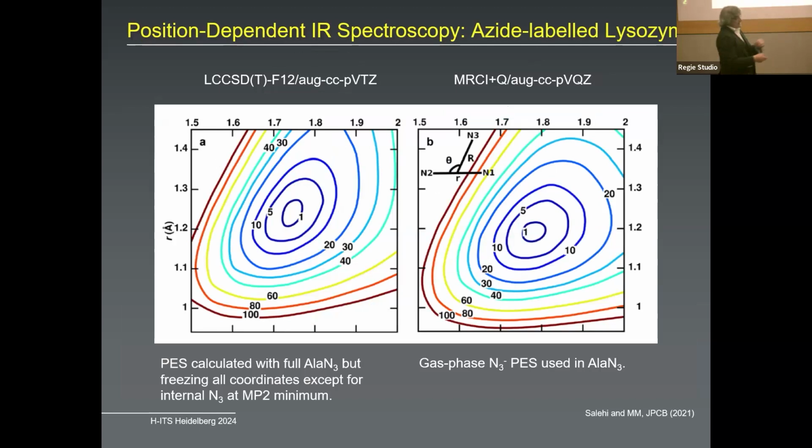What I show you here is how the gas phase potential surface looks like. This is, of course, an idealization. Now we put this label onto the protein, and it's not alone anymore. So we recomputed the entire potential surface with an alanine linked to the N3. And you see that the global shape of the potential surface is relatively well reproduced. One could now, if one wanted, also parameterize this. We didn't do that.